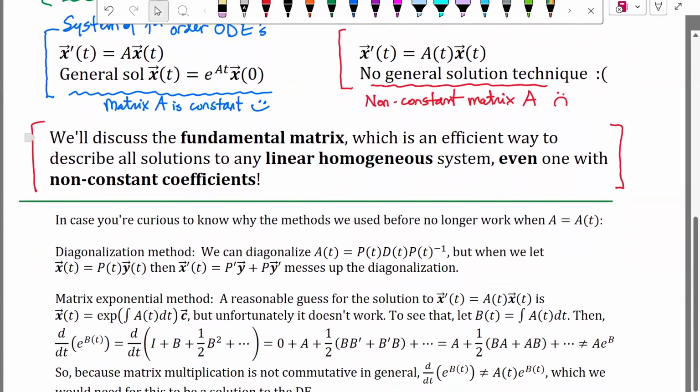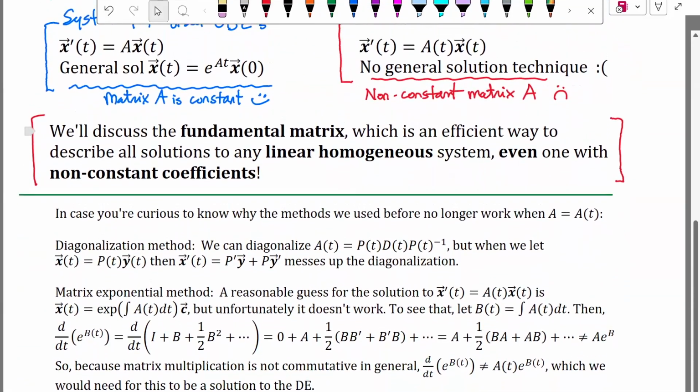Now, in case you want to know a little bit more about why the methods we have no longer work when A is not constant, there's a little bit of information written here, which I will let you read on your own in the notes. Let's go to the next page.